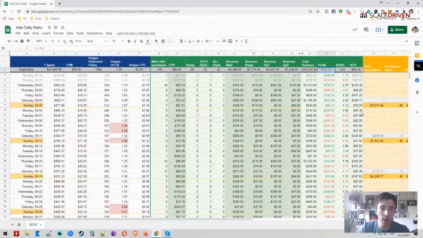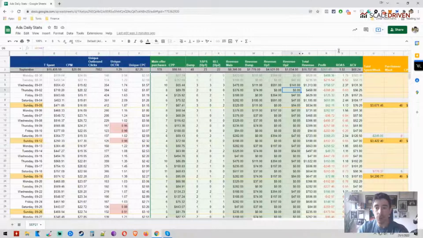And here's what we want to pay attention to. There's a couple of metrics that you want to pay attention to make sure that your funnel is working. The first one is, of course, the profit and the ROAS. If the ROAS was under 1 in this case, then we would be looking at the rest of the metrics. Now, since it is 1, it's telling me, okay, let's keep it going.